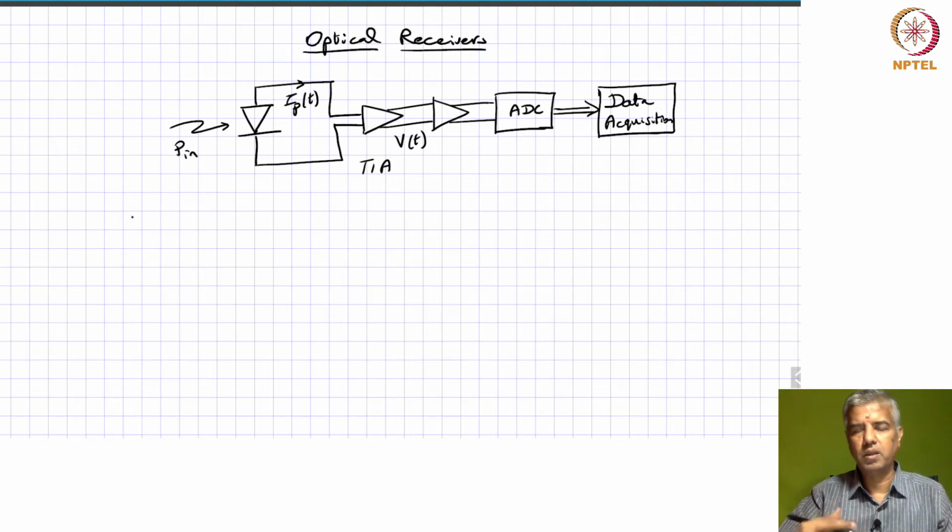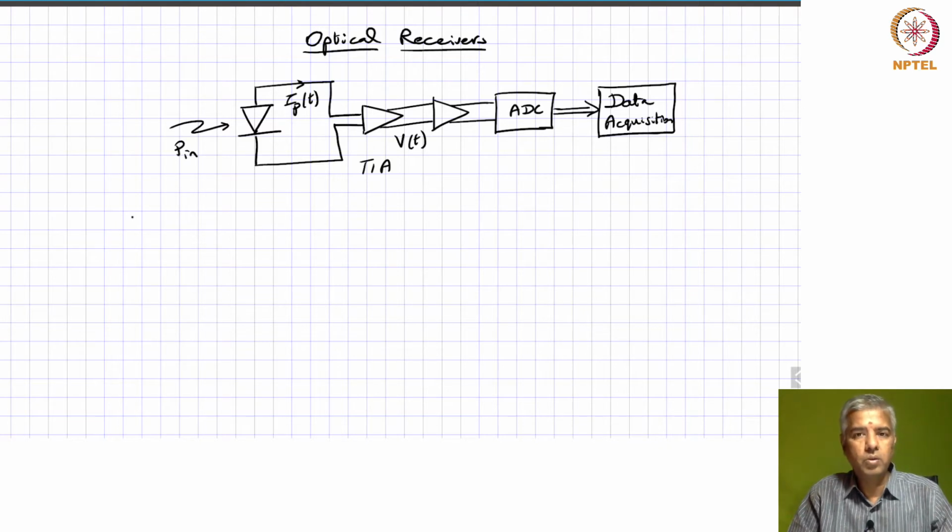So you're starting with certain optical power, and you finally have some electrical signal which you are acquiring as data. Okay, so this is a typical configuration. Now the question is, how do all these components work, and what are the typical issues? Well, the typical issue as far as an optical receiver is concerned, which we tried to quantify in the last lecture, is what is the signal to noise ratio that you have for this optical receiver.